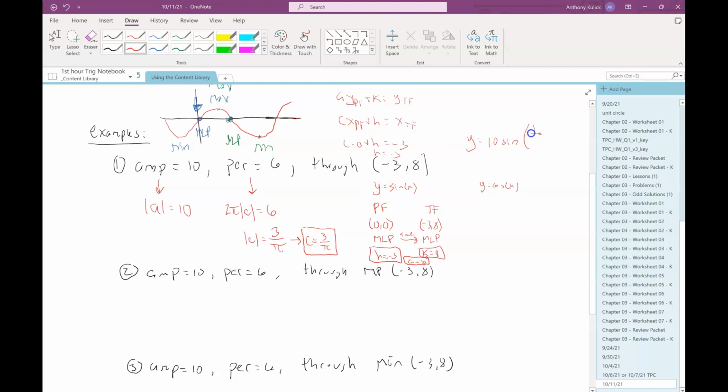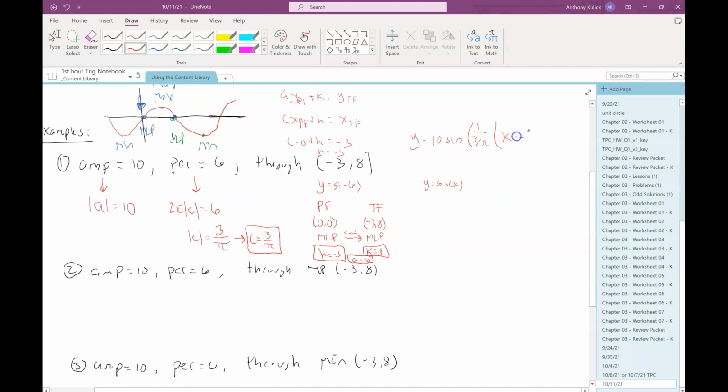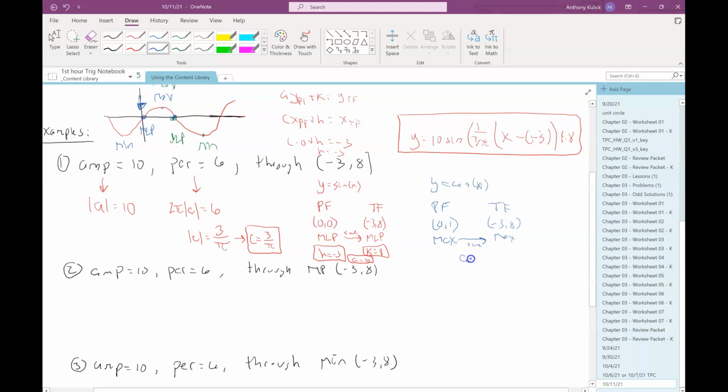So 1 over 3 pi times x minus a negative 3 plus 8. And then if we do the cosine, let's change the color there so it'll be a little easier to follow. In the parent function, I would use the point 0, 1, which is a maximum. And the transform function, we're going to make negative 3, 8 also a maximum. Again, because these are the same kind of extreme point, that tells me that A is positive 10.